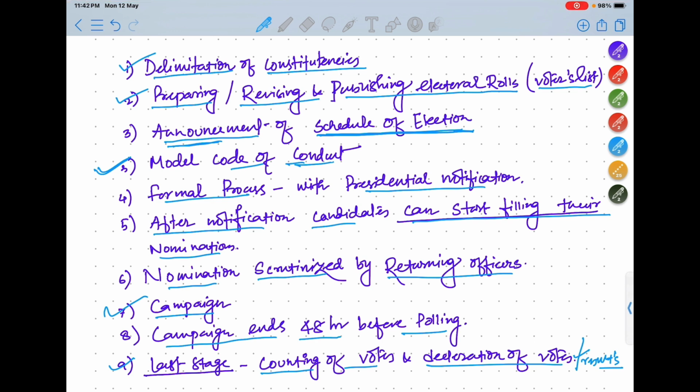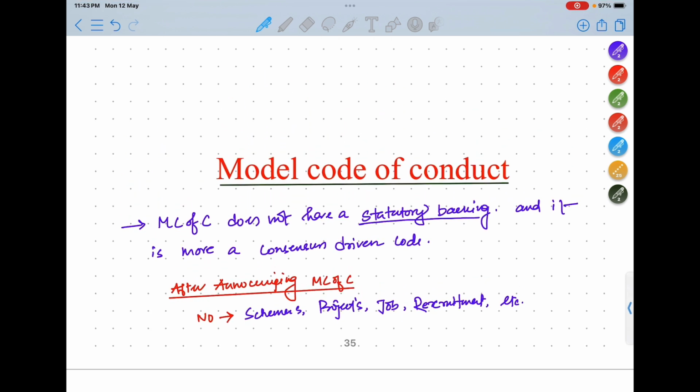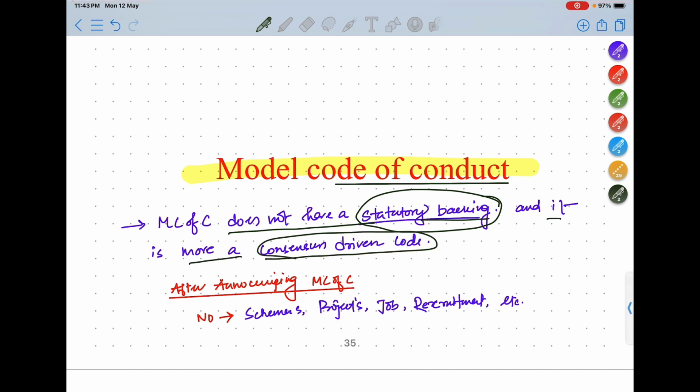Okay, next, what is the model code of conduct? Basically, the model code of conduct does not have statutory backing. Now, what is statutory backing? Statutory backing means it isn't backed by any law of Parliament or any act. So basically it is more of a consensus-driven code.